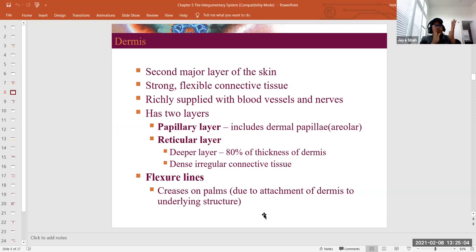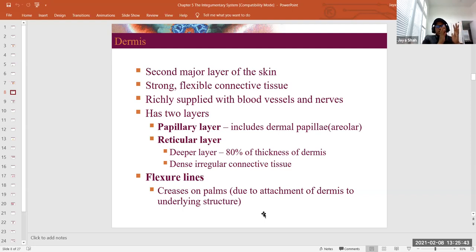Flexor lines, you see in the palm, you have creases, everybody has creases. How many creases do you usually have? 1, 2, 3. Anybody has only one? Look into your palm. If you have one, that is seen only in Down syndrome. Next time when you see a Down syndrome kid, look into their palm. There will be one single palmar crease, and that's a genetic defect.